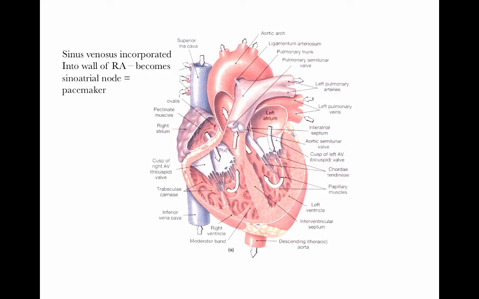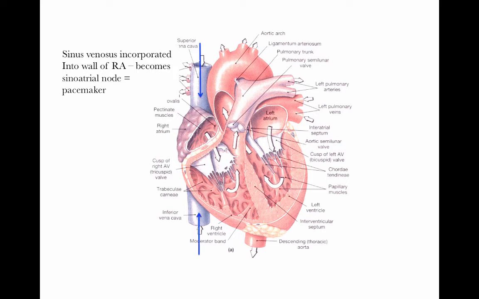So in the mammalian heart also, the sinus venosus is incorporated into the wall of the right atrium, and it becomes the structure called the sinoatrial node. This is the pacemaker that maintains the rhythmic beating of the heart and the coordination of the heartbeat between the different chambers. So let's see how this works.